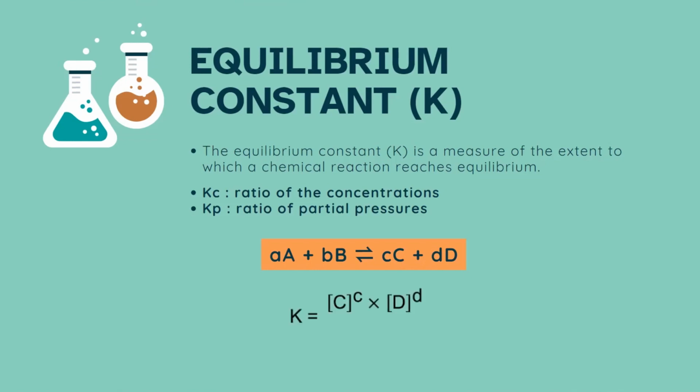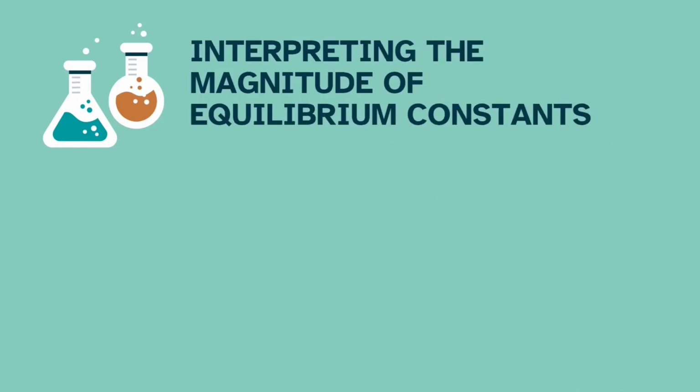The expression for the equilibrium constant K involves multiplying the concentrations of the products, each raised to their respective stoichiometric coefficients in the balanced equation, and this is divided by the concentrations of the reactants, also raised to their respective stoichiometric coefficients. Now, interestingly, the magnitude of equilibrium constants can give us valuable information about the direction of equilibrium in a given reaction.